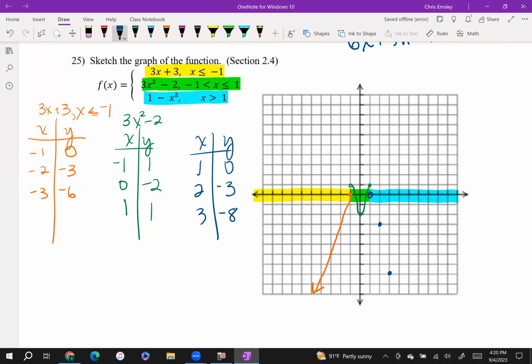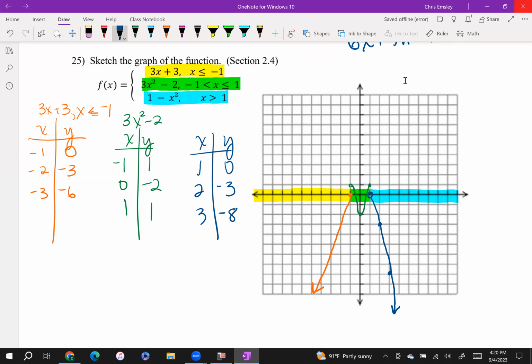Those points might look almost like a straight line, but they're not. That blue function is an x squared, so that is going to be a parabola because it's a quadratic function. So again, just sketch it the best you can. It's going to keep going to the right, but not to the left because that blue function is only for x values greater than 1.